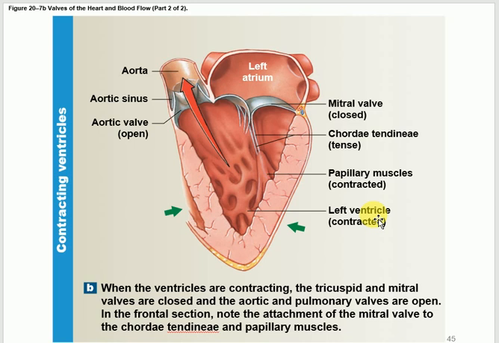So look how they closed. Look at this. When you contract, the pulmonary opens, but the left AV closed because you wanted the blood to leave the heart, go to the aorta. It doesn't go back. And that's why this is closed.